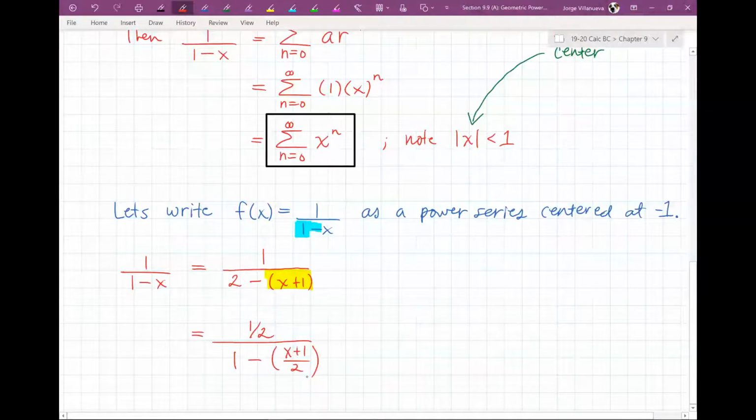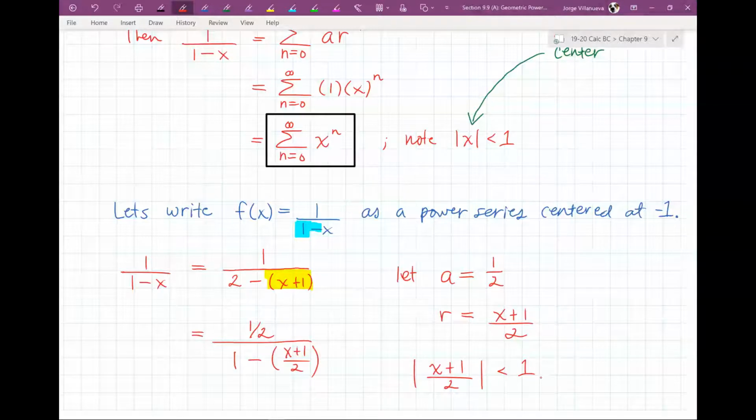I know that I'm going to let a equal to half, because my a is supposed to be the top number. And my r is equal to x plus 1 over 2. Now remember, the absolute value of r should be less than 1 because we're using geometric series for this. So that means that the absolute value of x plus 1 over 2 must be less than 1. Don't forget that. The reason I tell you that is because if they were to ask you what is the radius of convergence, and you say 1, then you're going to get it wrong.